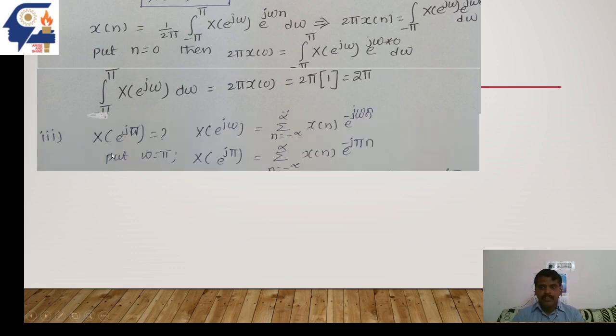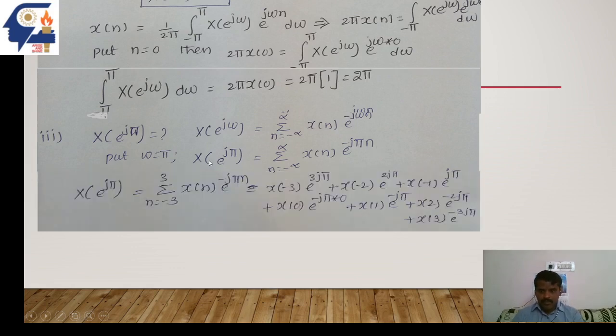Third one, they are asking for capital X of e power j pi. That means when omega equal to pi, what is capital X of e power j pi? General formula, e power minus j omega n, replace omega equal to pi. Capital X of e power j pi equal to summation n equal to minus infinity to plus infinity x of n e power minus j pi n. Now in the given problem, n varies from -3 to +3. That's why I am changing minus infinity to plus infinity as -3 to +3 x of n.